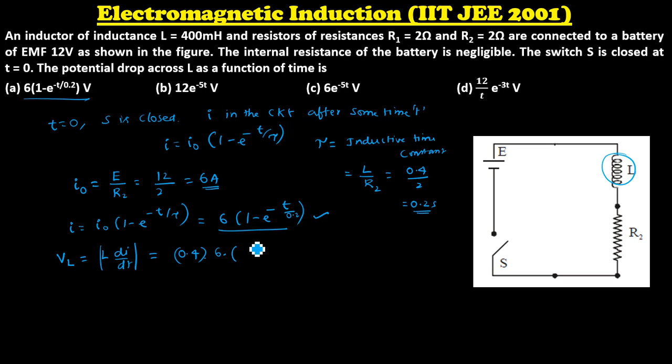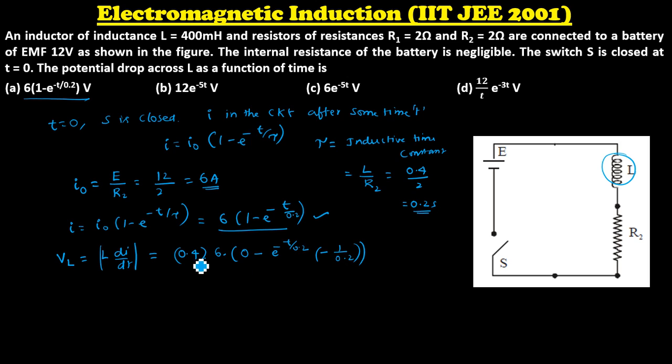Next, if you differentiate 1 minus e power minus x as a whole, the differentiation of 1 is 0. The differentiation of e power minus x is e power minus x, and x here is t by 0.2. You have to differentiate whatever is in the power also, since you have assumed this as x. Now, minus, if you differentiate this, you get 1 by 0.2, because the differentiation of t is 1, and everything else remains as it is.